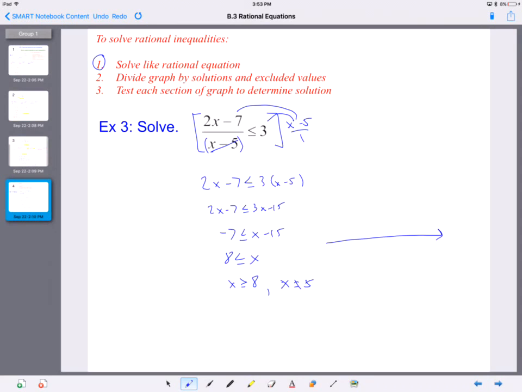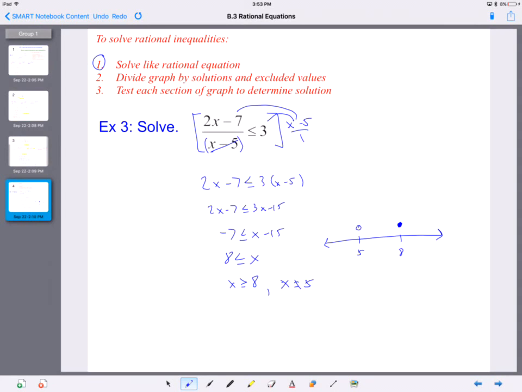So what we're going to do is graph the x-axis. We have a value of 5 and we have a value of 8. And so we break our graph into 5 and 8. Now we know 8 is included, so we know it's equal to 8. It does say it's greater than or equal to 8, but we have to be careful with that. And we know that 5 is not included. That's actually a vertical asymptote that's happening right there.